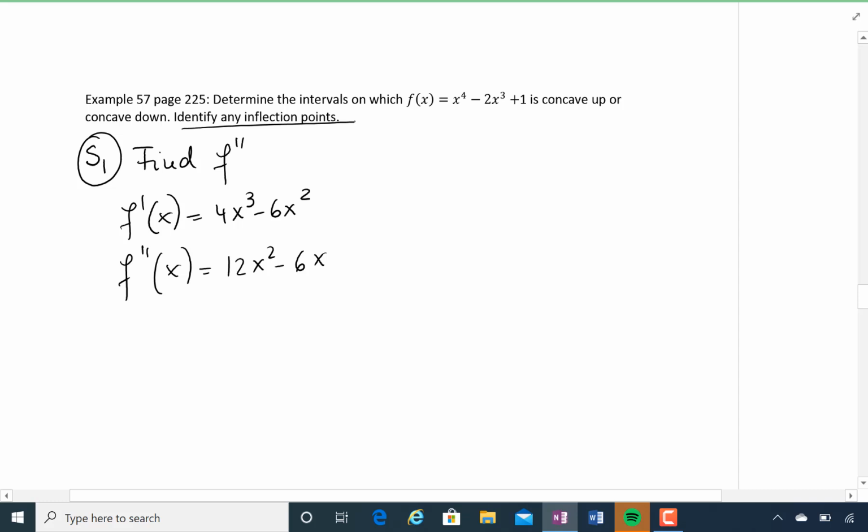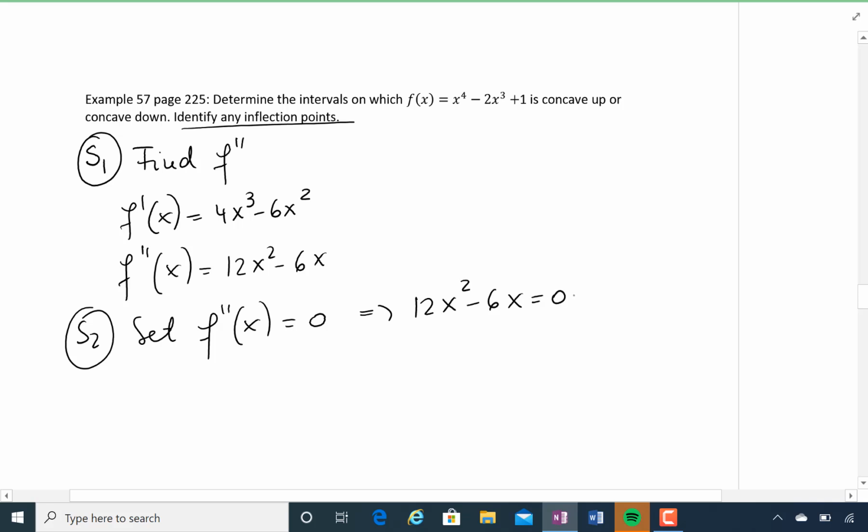To find inflection points, we are going to set this. So step 2, set f double prime of x equal to 0. So 12x squared minus 6x equals 0. It's 6x times 2x minus 1 equals 0, which means x equals 0 and x equals a half.